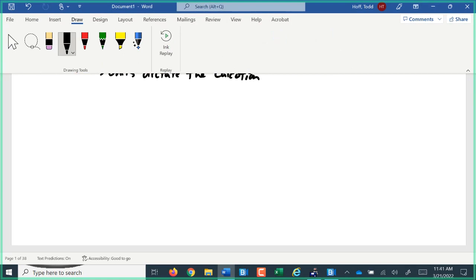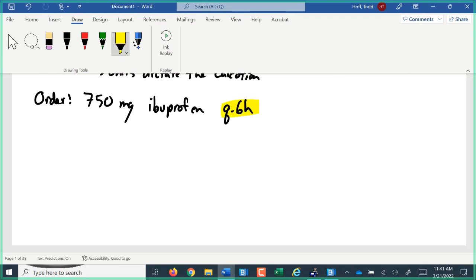So the first example we're going to start off with is we're going to look at an order for 750 milligrams ibuprofen Q6H. Now the Q6H, that's part of that vocabulary that we mentioned the week before spring break. On page 150 in the textbook, if you're looking for it, it has all those abbreviations. It really doesn't affect this calculation at all. But it's just saying every 6 hours.